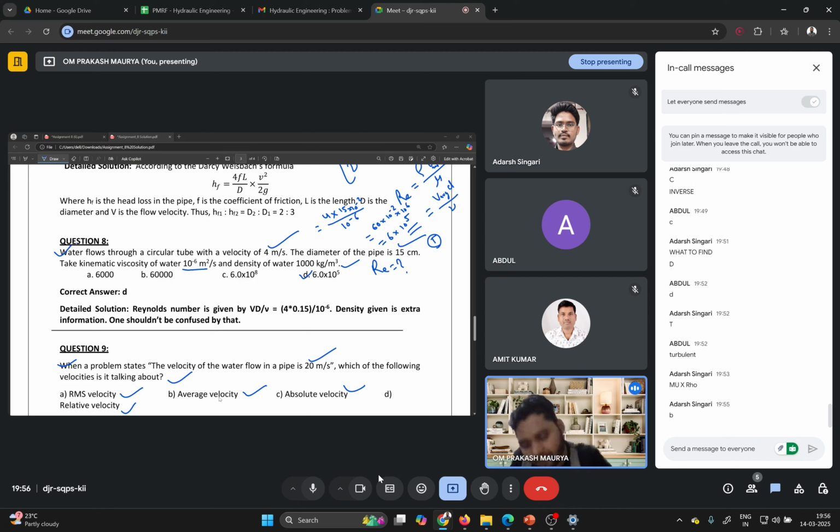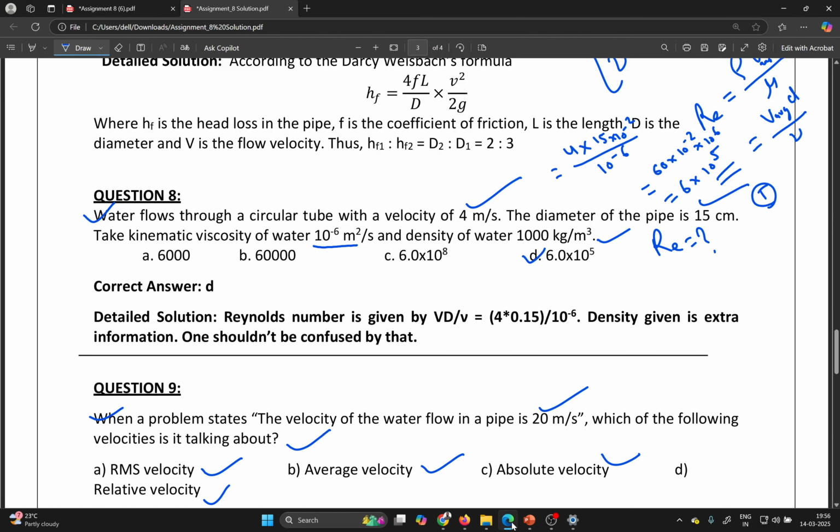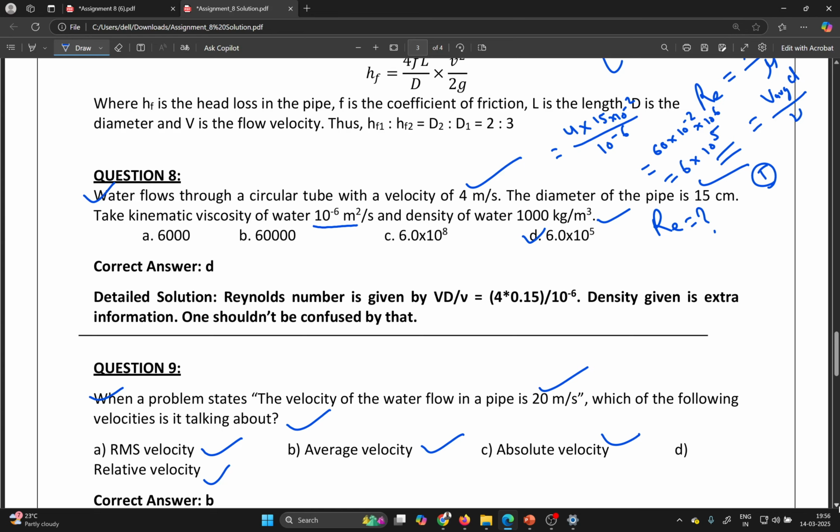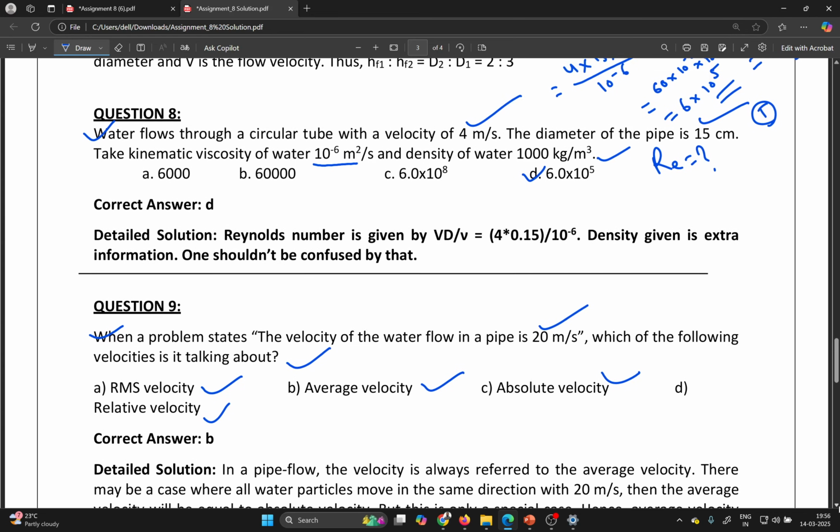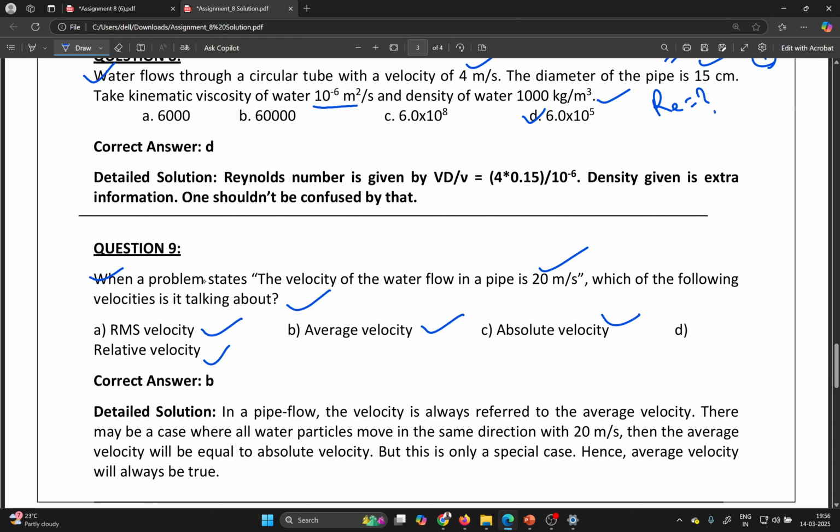Yeah, definitely it is average velocity. Remember, please always: if not written average velocity, just assume the given velocity is average. Here it is explained very well. In pipe flow, the velocity is always referred to as the average velocity.